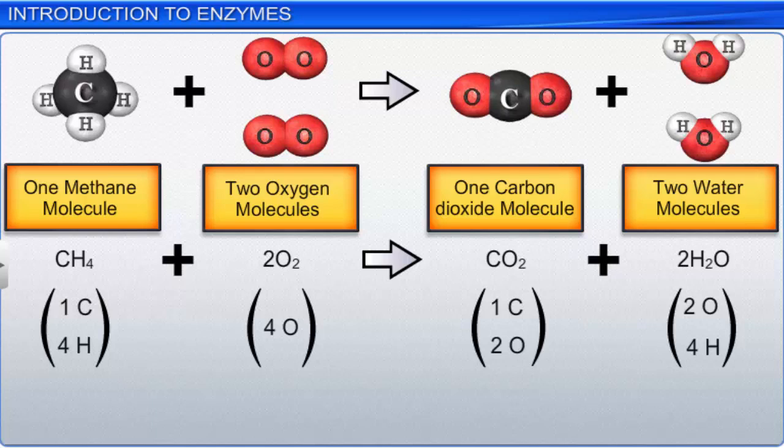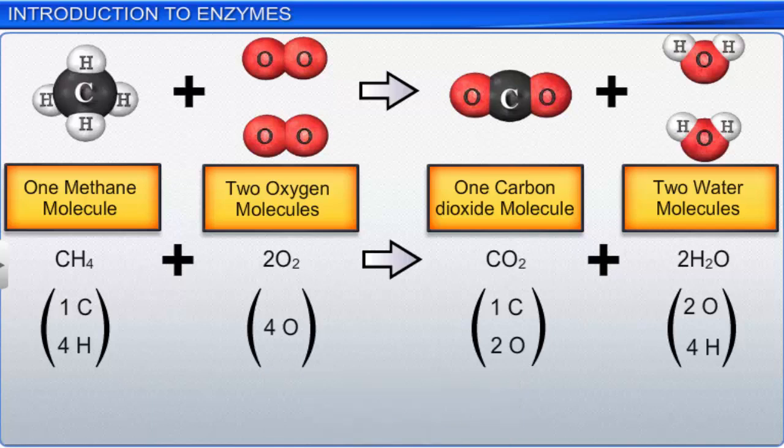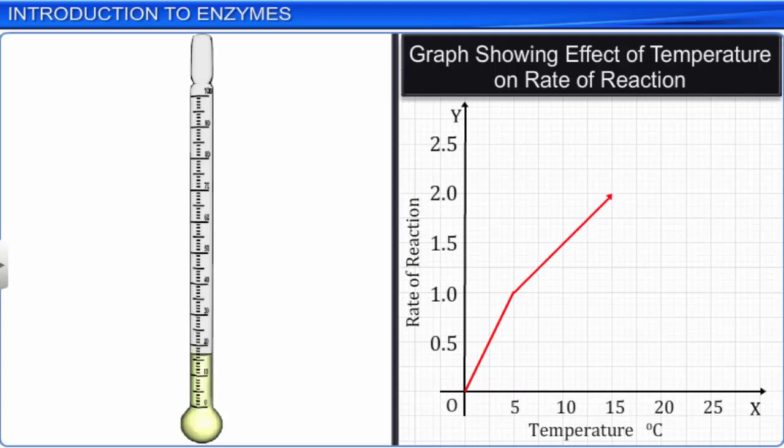The rate of a reaction is defined as the amount of a product formed per unit time. It can be expressed as delta P upon delta T. Various factors such as temperature and pressure influence the rate of reaction. This rate generally doubles or decreases by half for every 10-degree change in temperature in either direction.